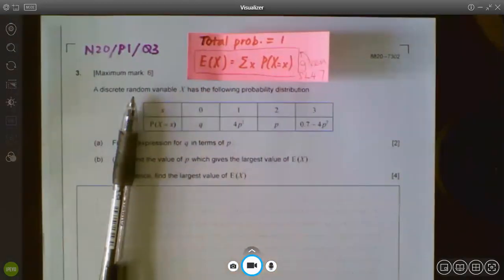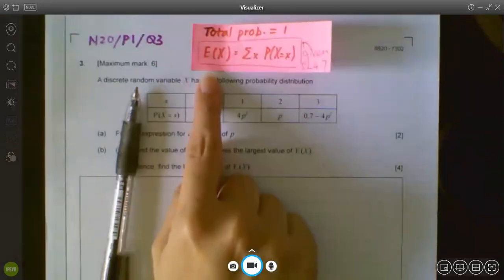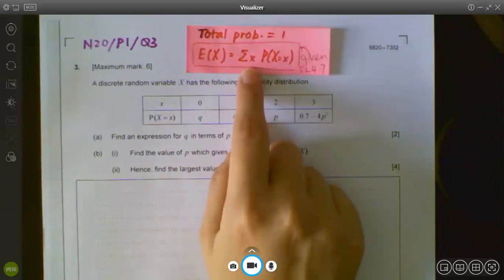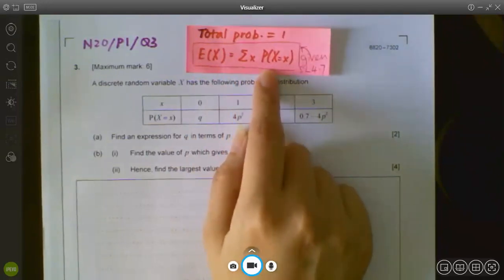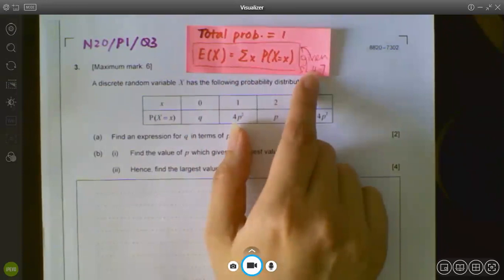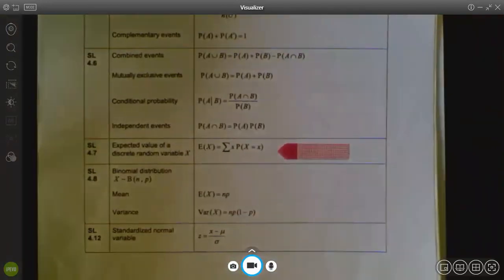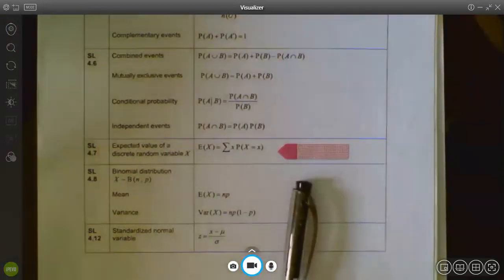that the total probability is 1, and to calculate the expected value E(X), you will need to sum up the product of X with its probability. The second formula is given in your formula sheet as SL 4.7. Let me show you on the screen right now. This one that is pointing to. Okay, let us start.